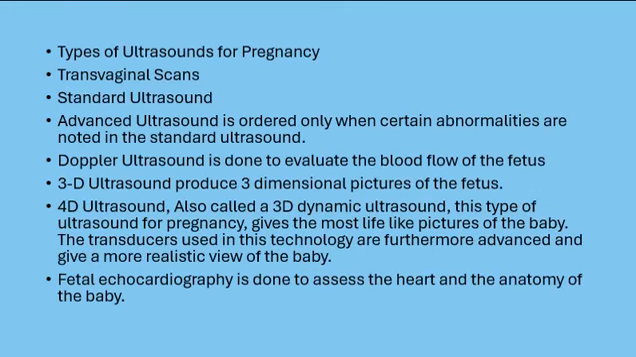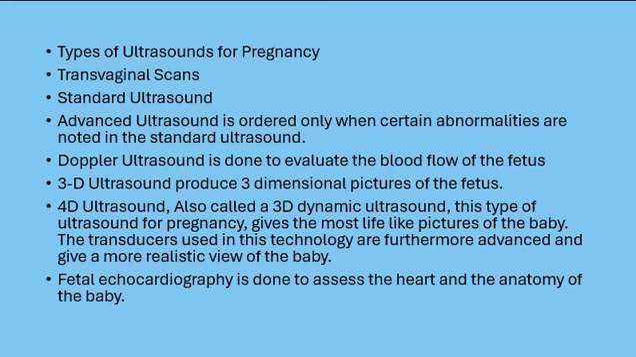Types of ultrasounds for pregnancy. Transvaginal scans. Standard ultrasound. Advanced ultrasound is ordered only when certain abnormalities are noted in the standard ultrasound. Doppler ultrasound is done to evaluate the blood flow of the fetus. 3D ultrasound produces three-dimensional pictures of the fetus.